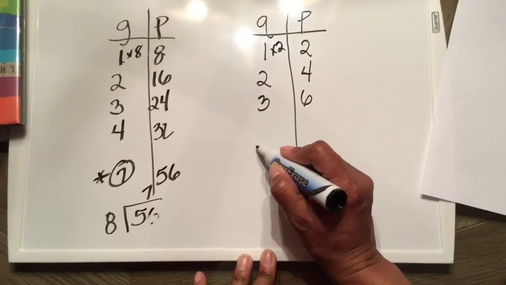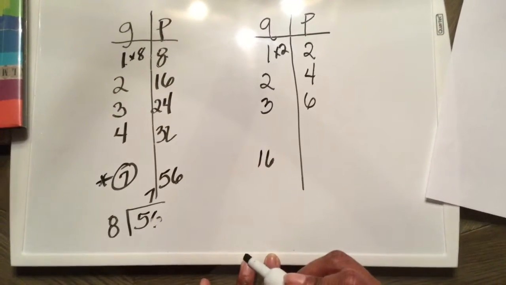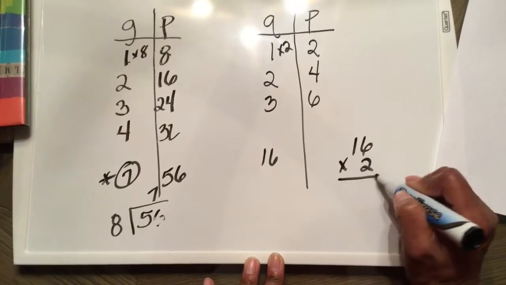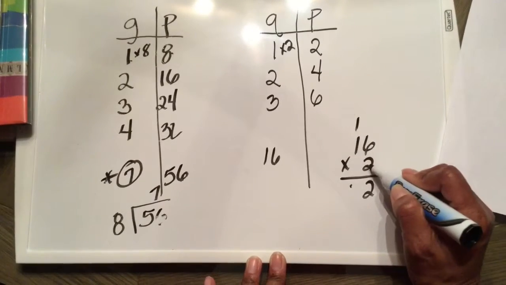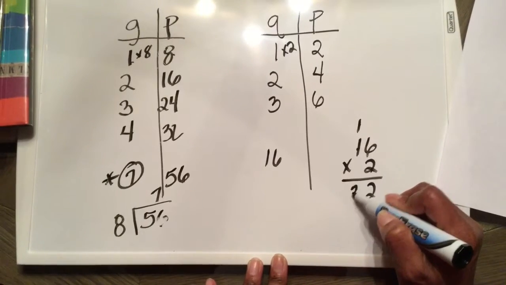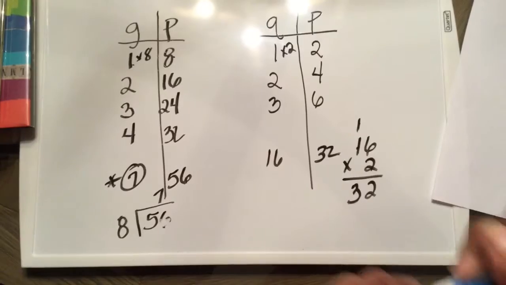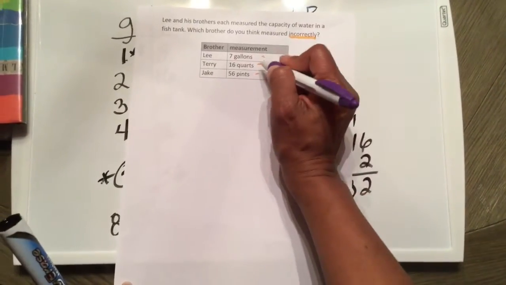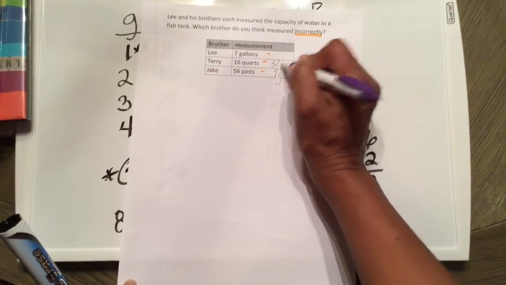So if I have 16 quarts, which is what Terry measured, how many pints does that make? 16 times 2 is, 2 times 1 is 2, and 1 more makes 3. That would be 32 pints. So Terry's measurement comes to 32 pints.